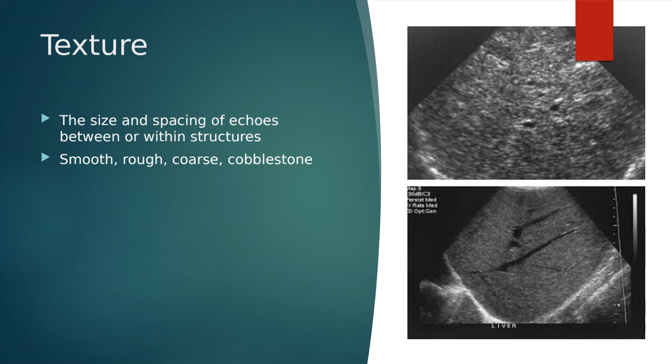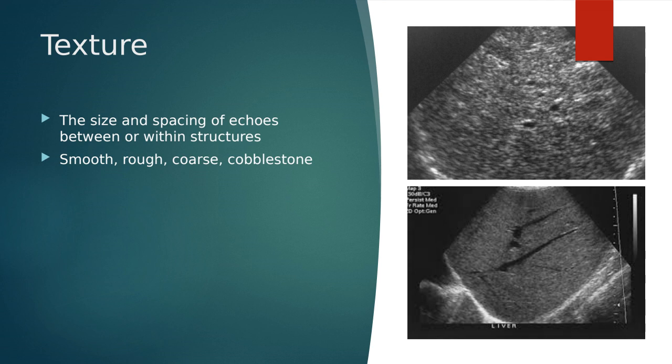When we have echoes that are a little bit all over the place or a little bit different, maybe there's some sort of disease going on within that organ that's causing that tissue to be a little bit more spaced out, a little bit more irregular, so the sound doesn't really know how to travel through that tissue. That's when we're going to get our rough, coarse, cobblestone-like textures in an organ.